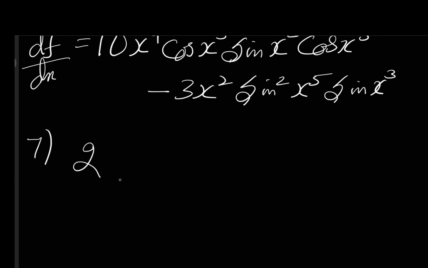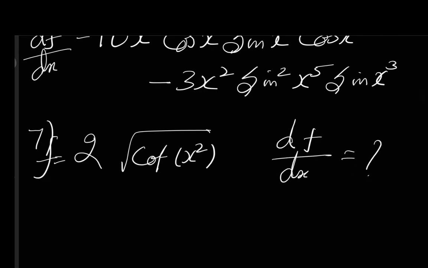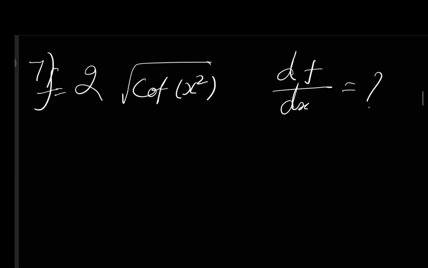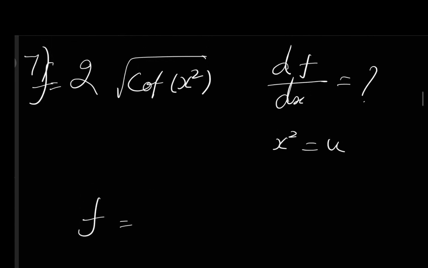See the seventh sum, 2 into root of cot x². Let me take this function as f. I am going to find df by dx. So again we are going to apply the chain rule. Take x² as u. So therefore the function becomes f is equal to 2 root cot u.